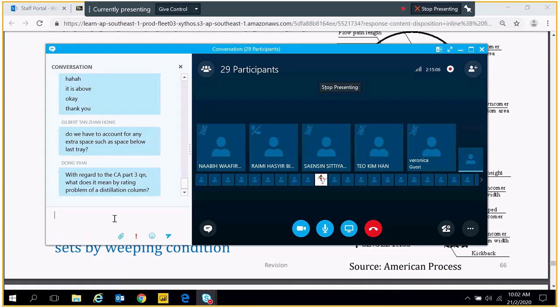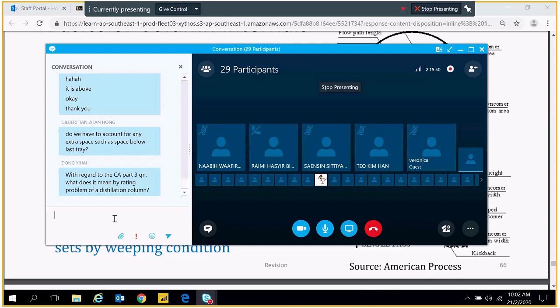Okay, rating. I think you missed this part; I did mention it just now. Rating means that you already have a distillation column, and it is already working. You just want to find out whether the number of trays is still appropriate. Let's say now you have 23. Should I stick with 23 and still achieve a purity of 96% benzene for the distillate? So that's an example of rating.